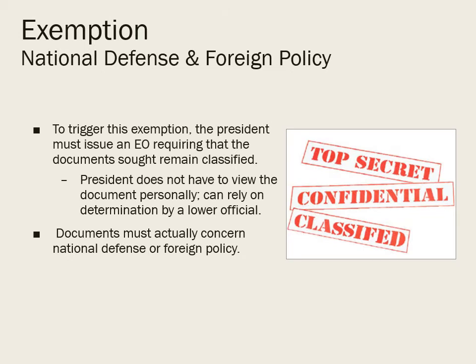One mandatory exemption, where agencies have no discretion and are simply prohibited from disclosing information, is the national defense and/or foreign policy exemption. To trigger this exemption, the President of the United States has to specifically issue an executive order requiring that those documents remain classified. Additionally, the documents actually have to contain or concern national defense or foreign policy decisions. The government cannot just pretend that the information is about national defense and foreign policy. The information has to be legit defense and foreign policy.